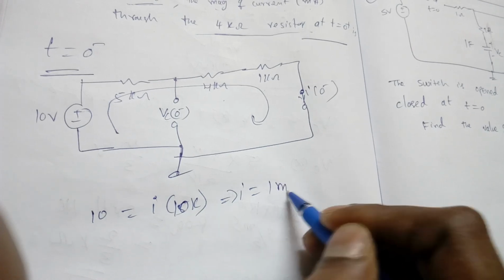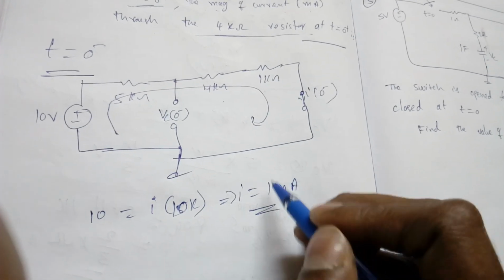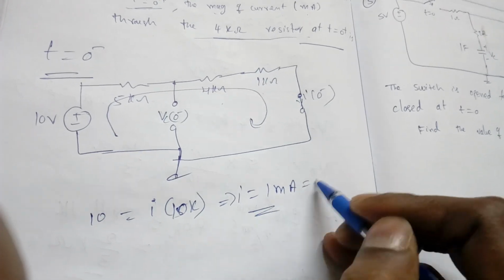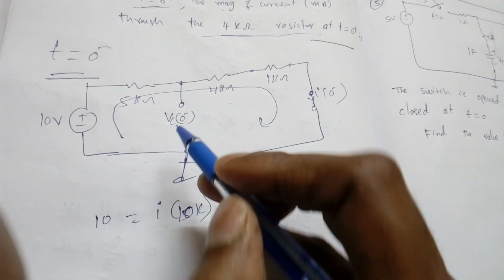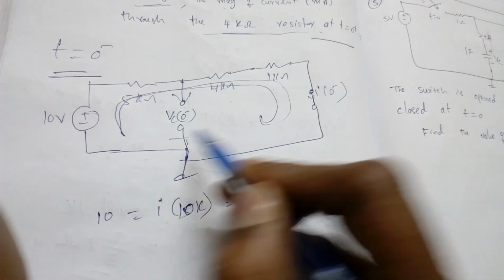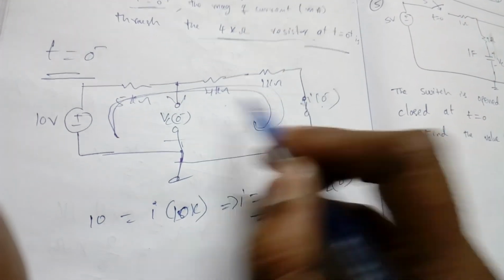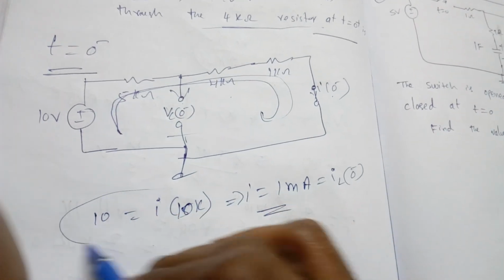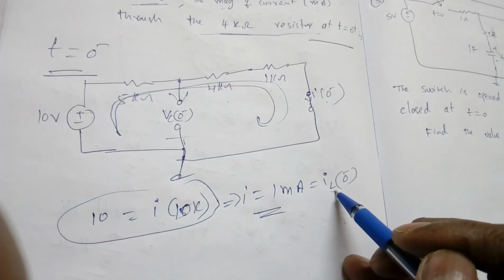We will get 1 milliampere. Now IL of 0 minus, we got 1 milliampere, which is nothing but IL of 0 minus. Again I am telling, this is open circuit, no current flows, only the current is flowing through this path. So that is equal to I of 0 minus. Then by KVL we can get like this. Then we can get IL of 0 minus 1.